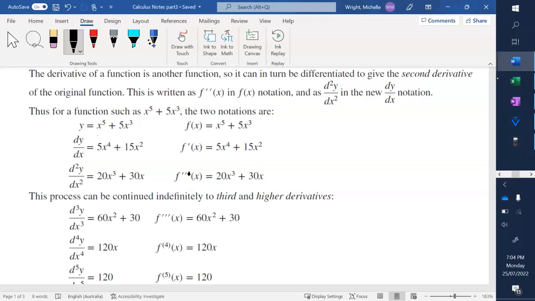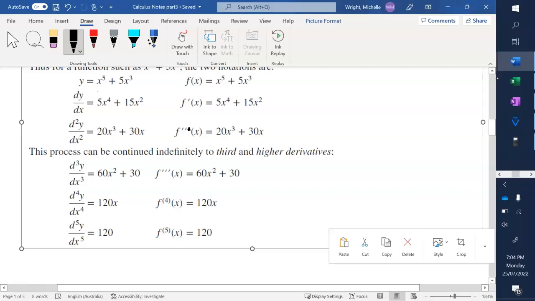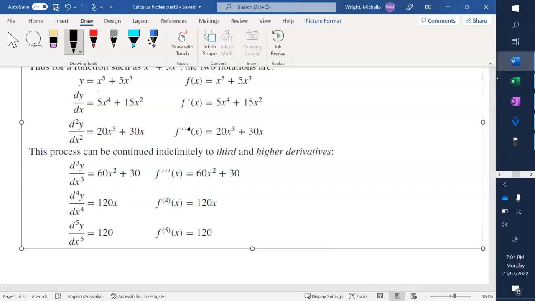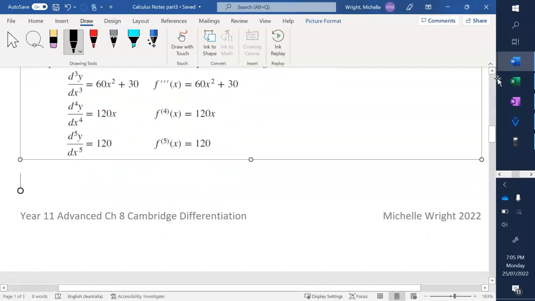So they're the same. And we can continue that process on and on until we no longer have a function that it will work for. So we could go to d cubed y on dx cubed, d to the 4th y, d to the power of 5 of y, and so on. We generally will be only dealing with these first two, okay? But it's good to know that that's there for us to have a look at as well.